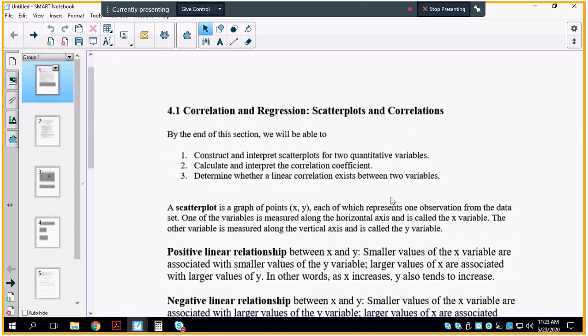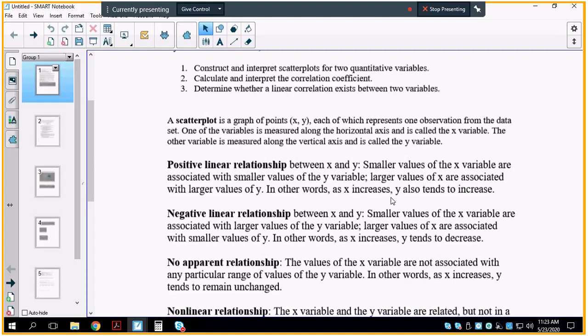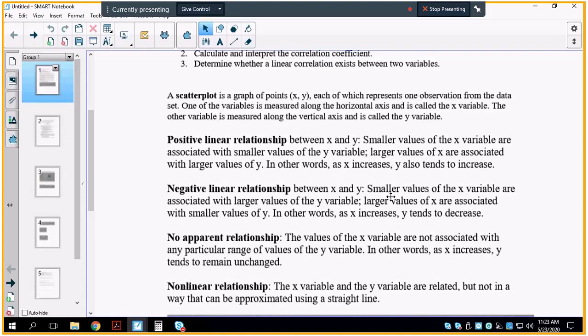A scatter plot is a graph of points (x, y), each of which represents one observation from the data set. One of the variables is measured along the horizontal axis and is called the x variable. The other variable is measured along the y-axis or the vertical axis and is called the y variable.